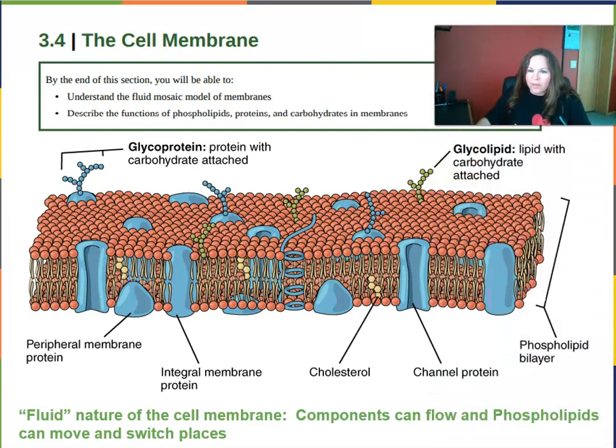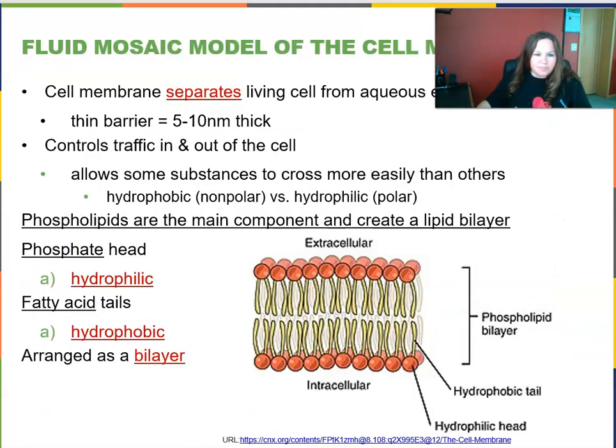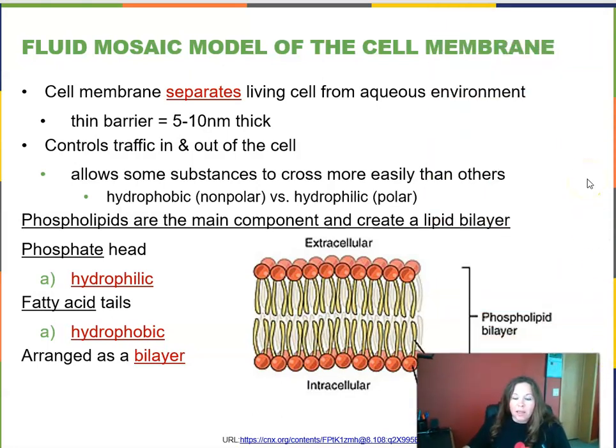Right away in our opening picture, we have a diagram of a cell membrane of the fluid mosaic model showing the different parts, and we'll be coming back to this. So a cell membrane's job is to separate what's inside the cell versus what's outside of the cell. It separates the living cell from its aqueous environment. That means that cells within us are surrounded by an aqueous environment, which basically means they're surrounded by water and other materials. They're very thin, only about 5 to 10 nanometers thick.